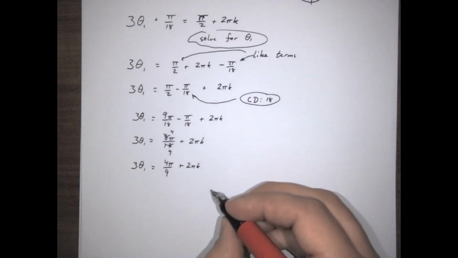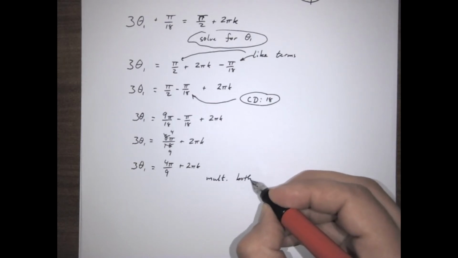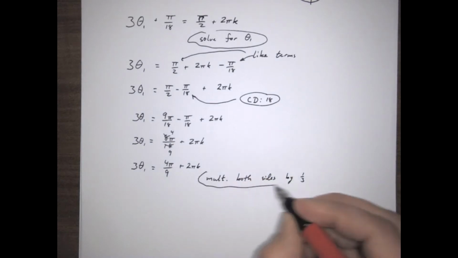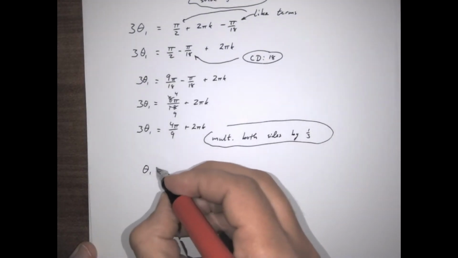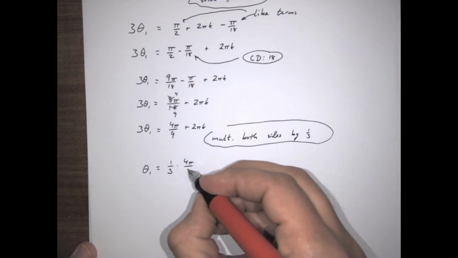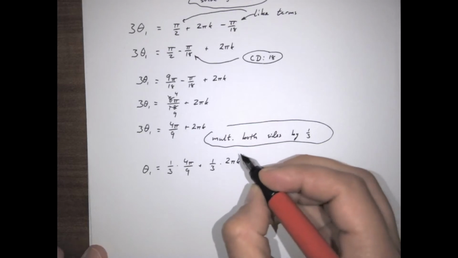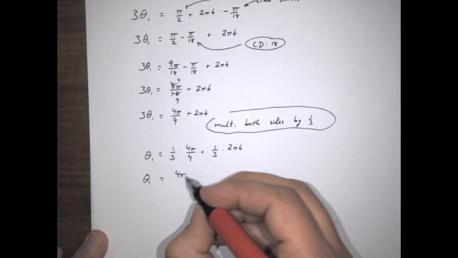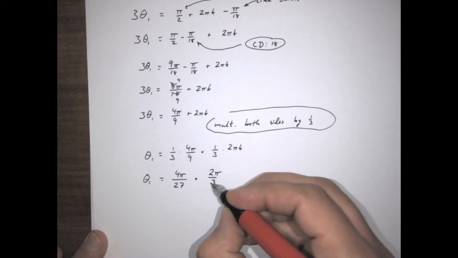And then to deal with the 3, multiply both sides by one third. So that'll make just finally a theta 1 over here. That'll be one third times 4 pi over 9 plus one third times 2 pi k. And then if we finally just multiply across, it's 4 pi over 27 plus 2 pi over 3 k.